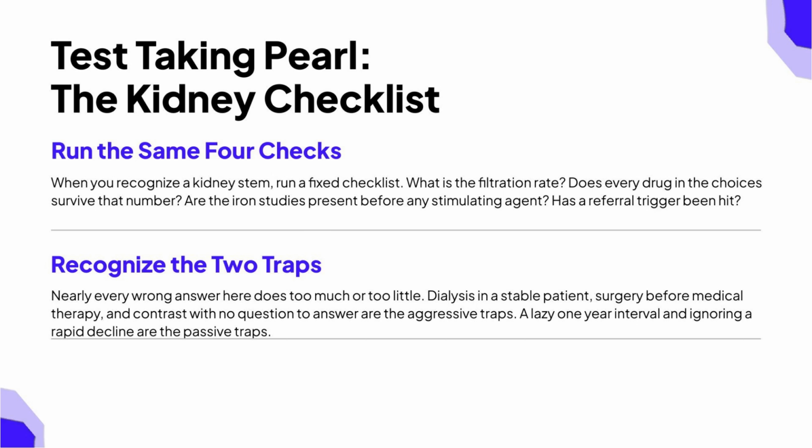Now the 2 traps. Almost every wrong answer is doing too much or too little. Too much. Starting dialysis in a stable patient, surgery before medical therapy, contrast with no diagnostic question. Too little. Reassurance with a lazy 1-year follow-up, waiting for uremia, ignoring a rapid decline. When stuck between 2 choices, ask which direction each pulls. The correct answer usually sits in the middle, doing the appropriate amount for a stable patient who needs a plan.